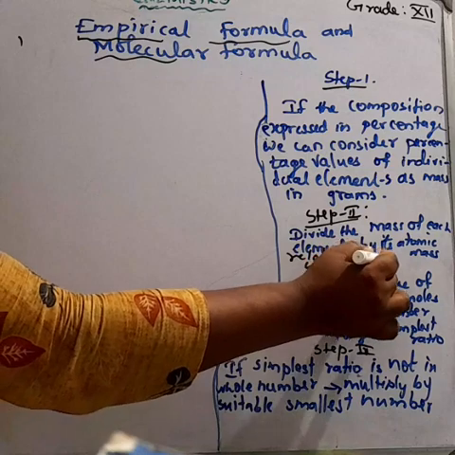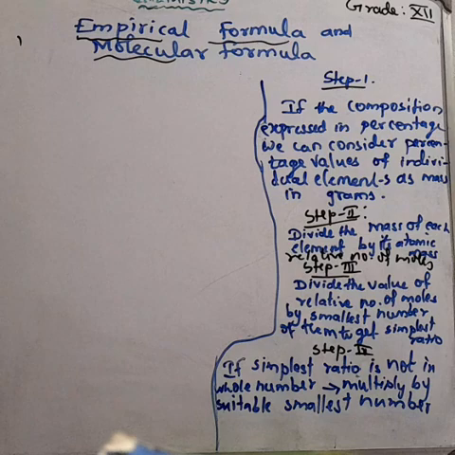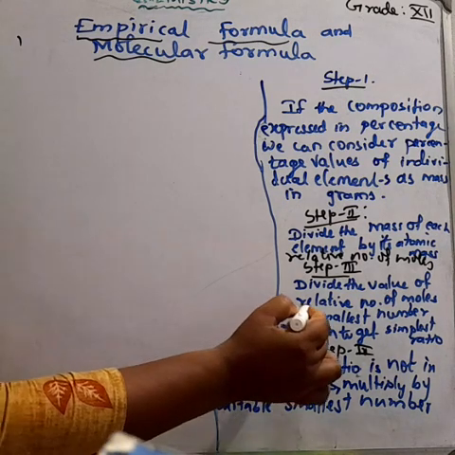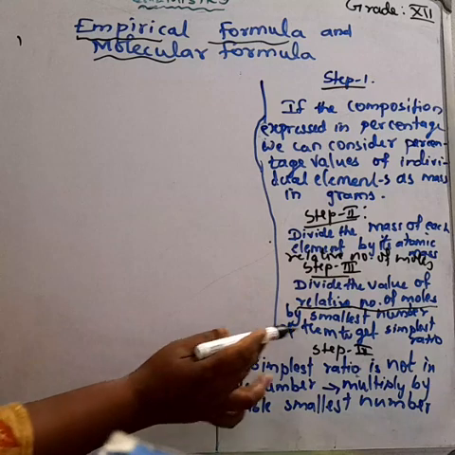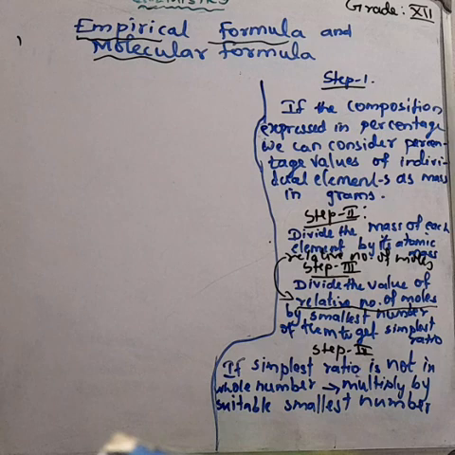What is step 3? Divide the value of relative number of moles obtained in step 2 by the smallest number of them to get the simplest ratio. When we divide the mass of an element by its atomic mass, we get the relative number of moles. So divide the relative number of moles obtained in step 2 by the smallest number to get the simplest ratio.